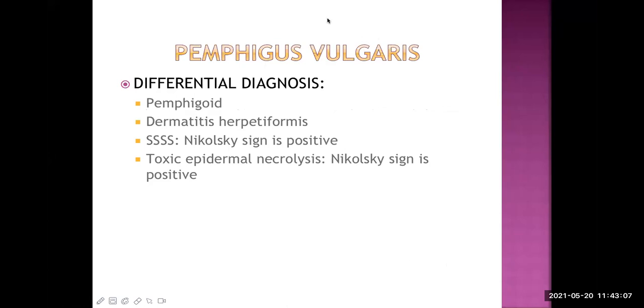What are the differential diagnosis of Pemphigus vulgaris? Look at the familiar type of terms here. Pemphigoid, also known as Bullous Pemphigoid, is the most important one. Okay, I'll talk about this in today's class. Bullous Pemphigoid is having deeper vesicle and bulla. Deeper.